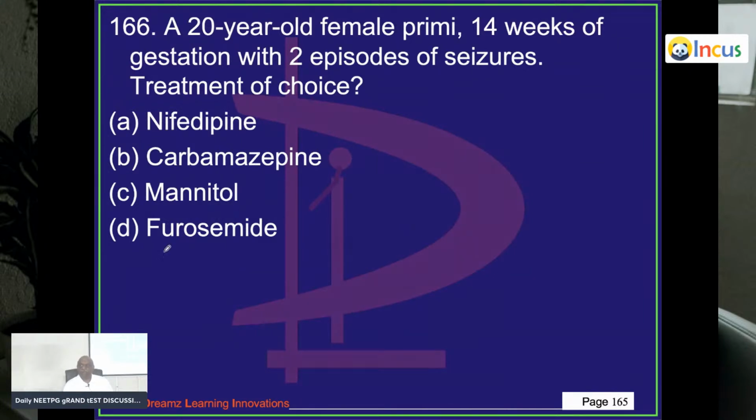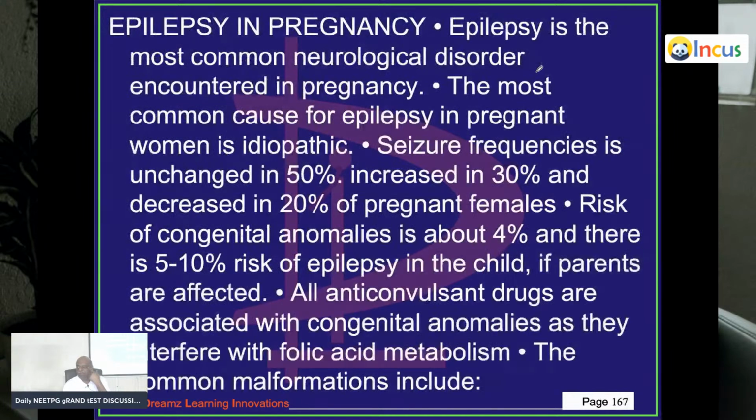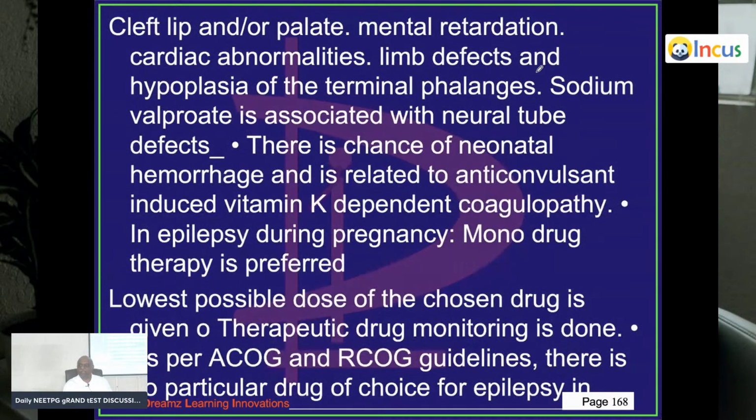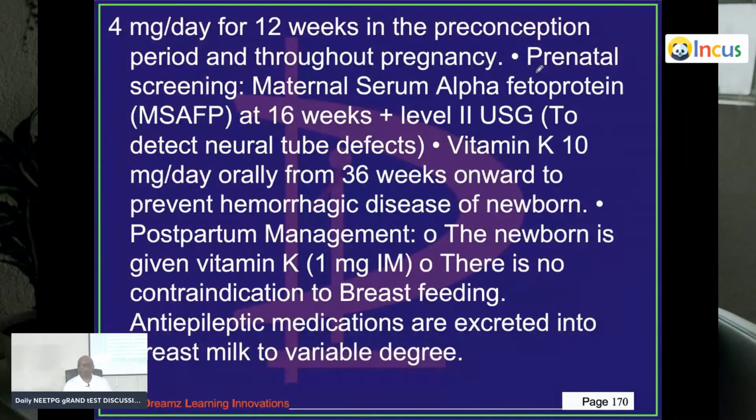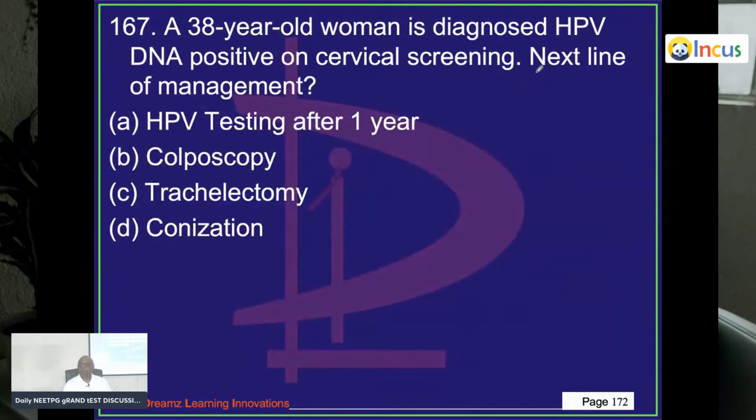20-year-old female, primary, 14 weeks gestation with 2 episodes of seizure. So epilepsy is the most common problem in the case of pregnancy. Carbamazepine is the one which is being administered. 38-year-old diagnosed with HPV DNA positive on cervical screening. So what do you want to do? Next line of management is colposcopy.